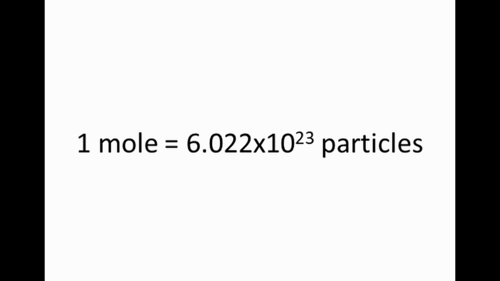Avogadro's number is 6.022 times 10 to the 23rd power. Literally a 6 with 23 zeros behind it. So Avogadro's number of things is 6.022 times 10 to the 23rd things. A mole is 6.022 times 10 to the 23rd things.